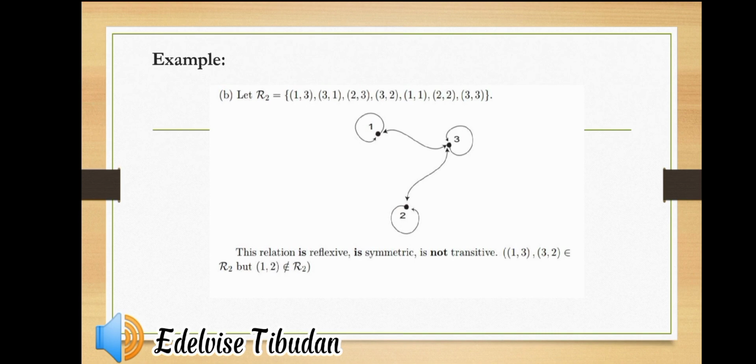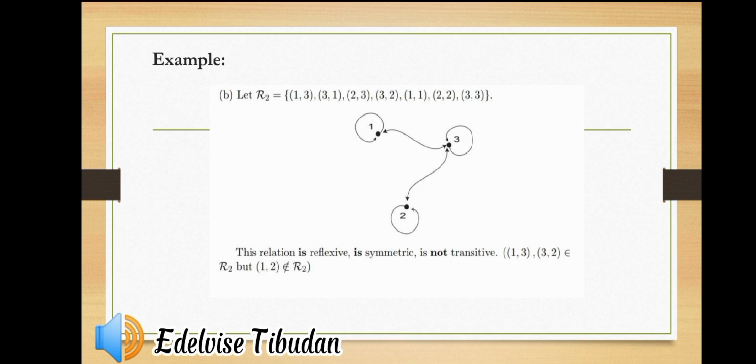Proceed to example B. Given that R = {(3, 1), (1, 3), (3, 3)} is defined on set A = {1, 2, 3}. (1, 2) is not an element of R. So R is not reflexive.